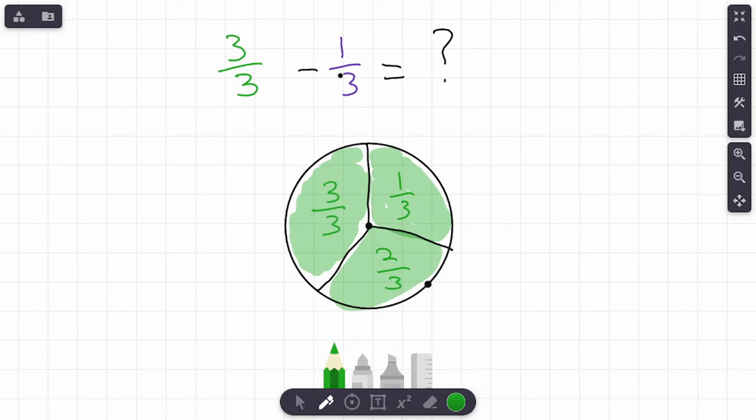So we're going to take away how much? We're going to take away 1/3. So I'm going to mark out, and this one here, I'm probably going to go like this and just mark it out. Yeah, there we go. All right, so I took away a third.